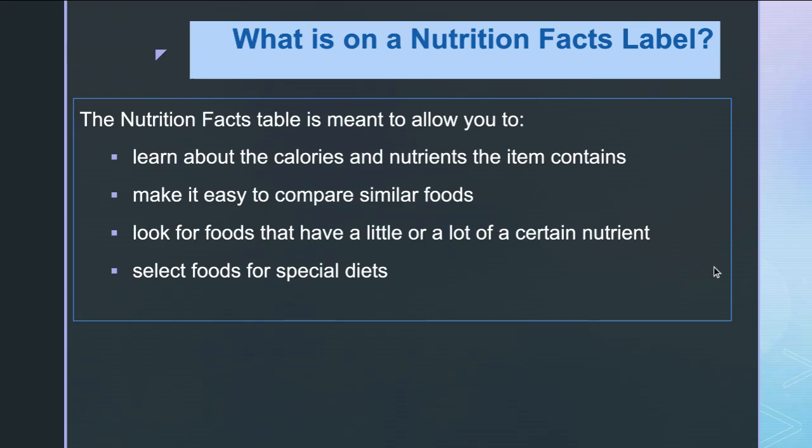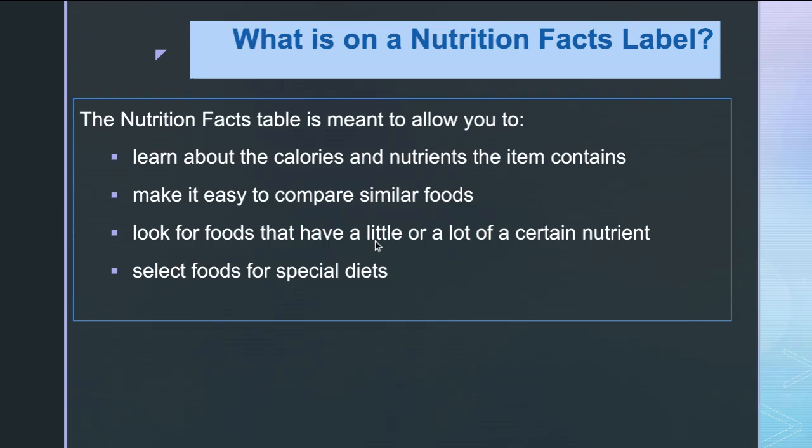So the nutrition facts table is meant to allow you to do a few things here. Learn about the calories and nutrients that the item contains. Make it easy to compare similar foods. So if you are in the market of buying a can of beans or baked beans, let's say, okay? You might take 2 cans and you might compare the nutrition facts table. You might look at the ingredient listing to see if there's any sugar added. And then you might look at the nutritional facts table and compare the amount of fiber, the amount of fat, in order to make a better choice.